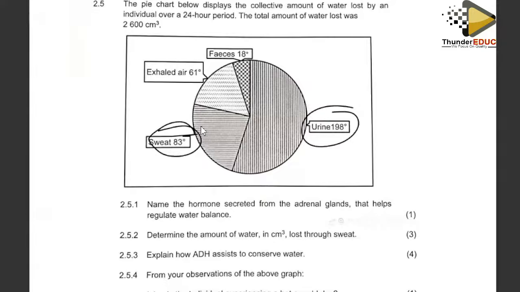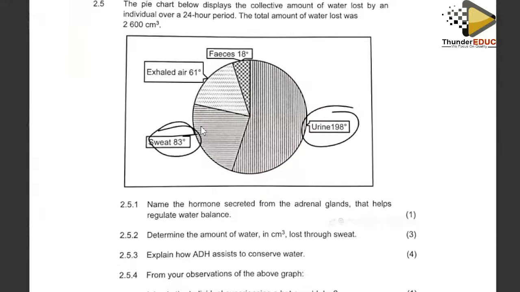Name the hormone secreted from the adrenal gland that helps regulate water balance. They said from the adrenal gland. We know that water balance is being controlled by ADH, antidiuretic hormone. But now they're saying from the adrenal gland. Remember, salt concentration is linked to water balance.